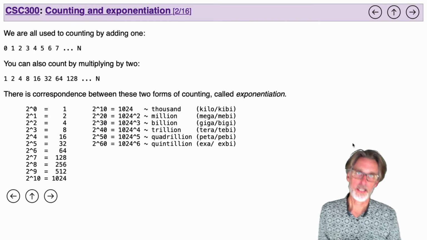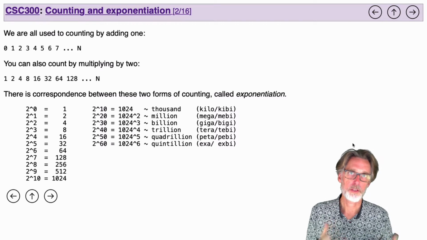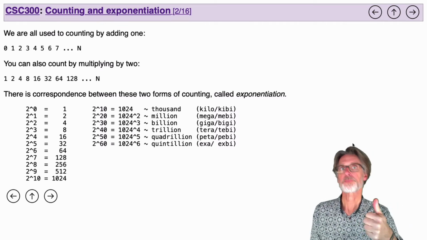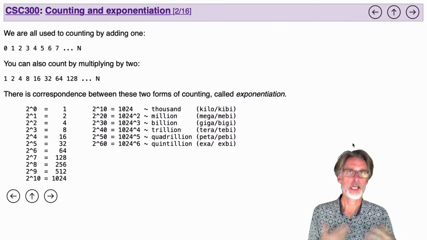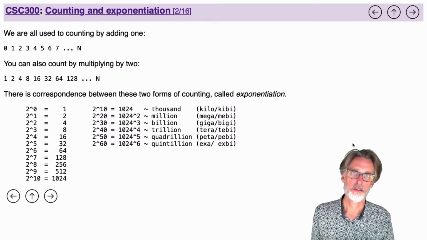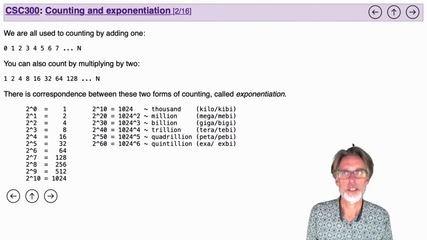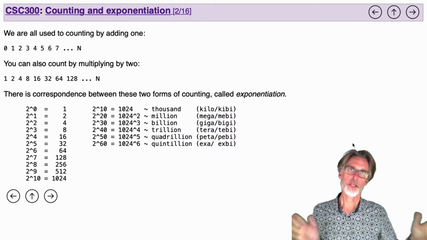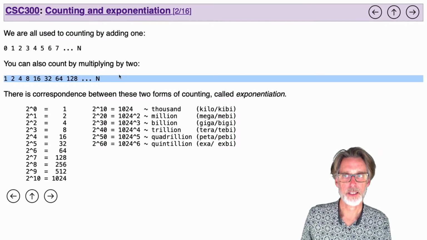It's not the only way we can count. We can also count by multiplying by the previous number. And when we do that, we might start with 1, then multiplying by 2, we'd have 2, then 4, then 8, then 16, etc. These two different kinds of series are additive or multiplicative. In mathematics, these are called arithmetic and geometric series. In an arithmetic series, we add to get to the next number, and in a geometric series, we multiply to get to the next number.